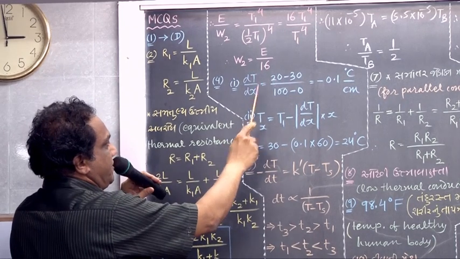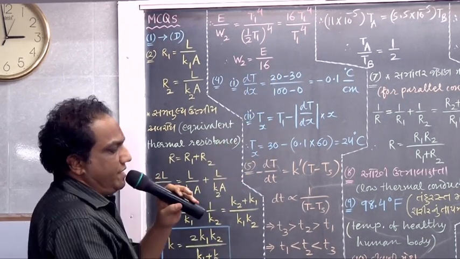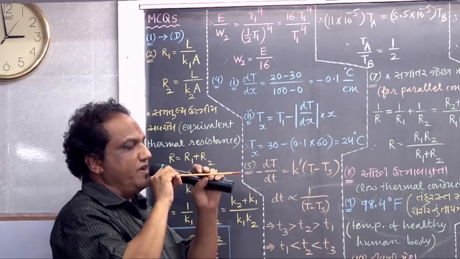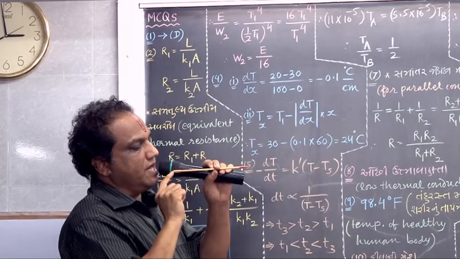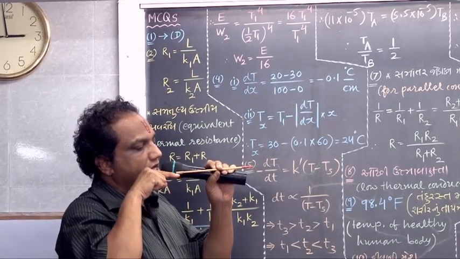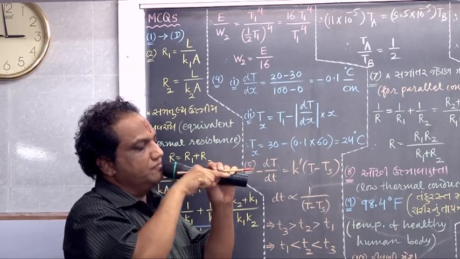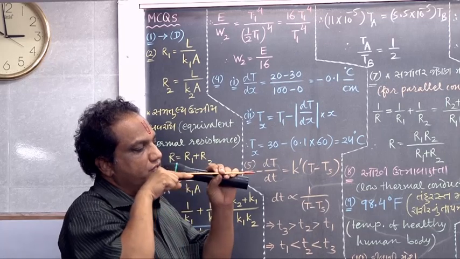dT upon dx equals the temperature gradient, and how should we find the temperature gradient? Look here. Suppose this is the rod. Here is higher temperature, here is lower temperature. Then heat conduction will take place in this direction. Suppose I am following the same direction. I am going this way.